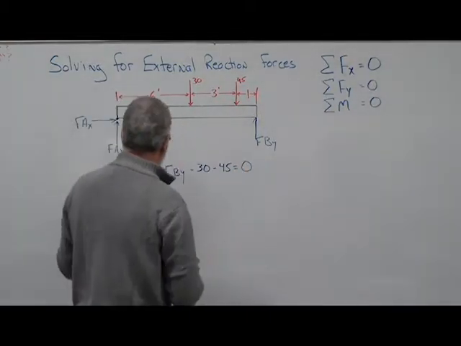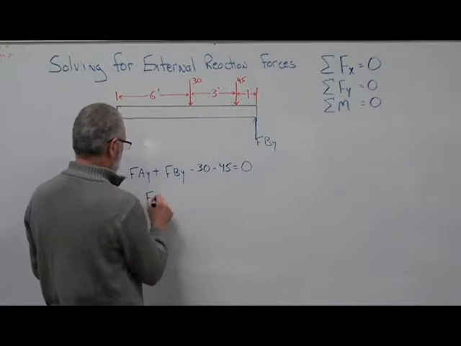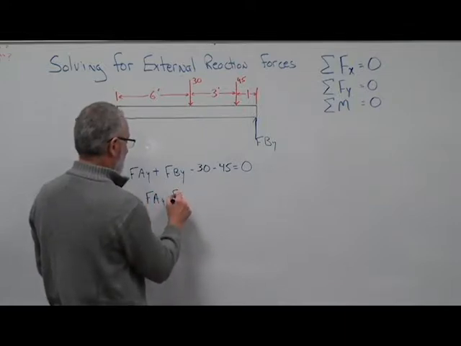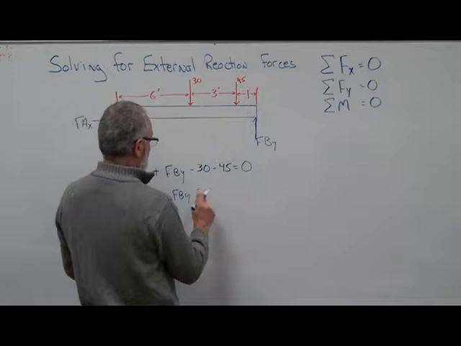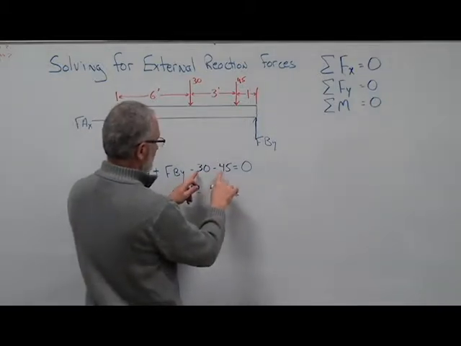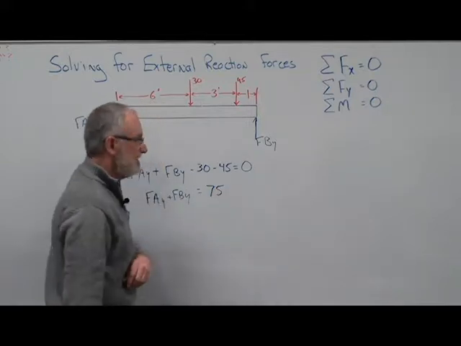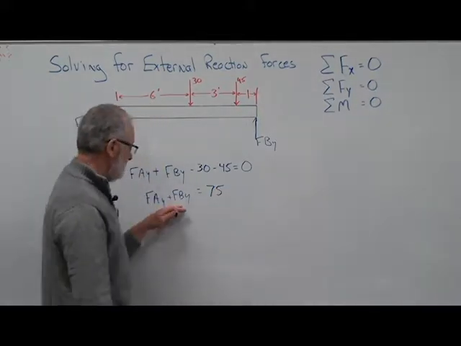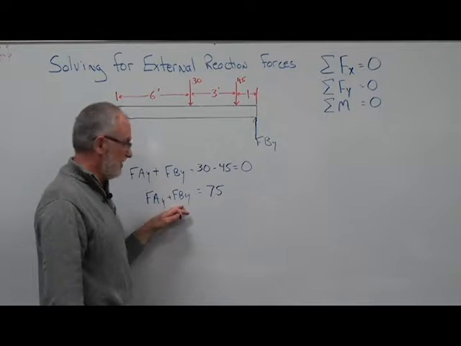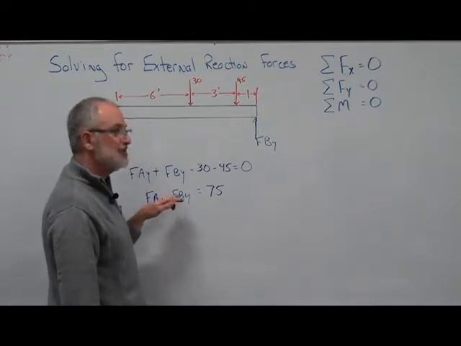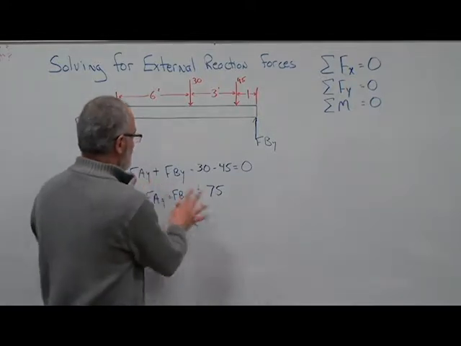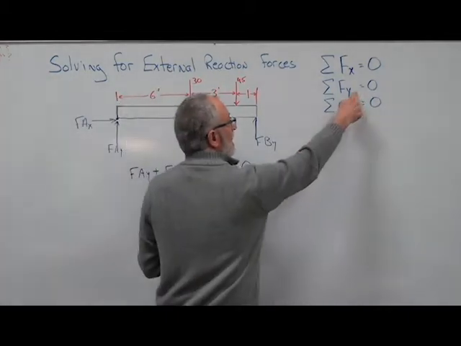So we can go ahead and start simplifying it, but you see we soon run into a problem because we say, well, FAY plus FBY is equal to, if we add those together, 75. And we have a problem here because we have two variables. So we can't solve for this yet because we don't have enough information at this point. So we have to set aside the forces in the y for now.